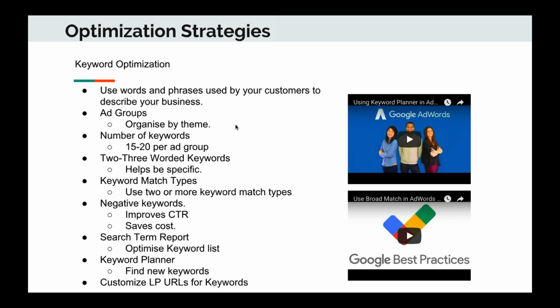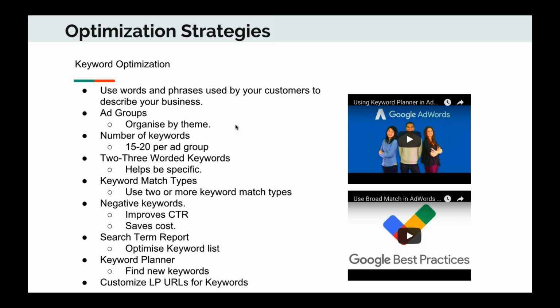And have a mix of different match types that we discussed the importance earlier, right? So 15 to 20 keywords, 2 or 3 worded keywords, different match types, add negative keywords so that you can save cost and improve the CTR.